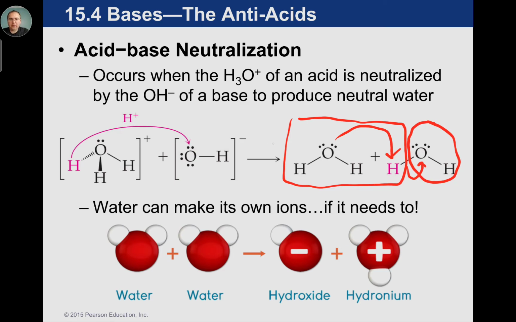So really this is a reversible process, and this is what we call neutral, because there's this battle back and forth of water becoming acids and bases equally, and that's what we would consider being neutral.